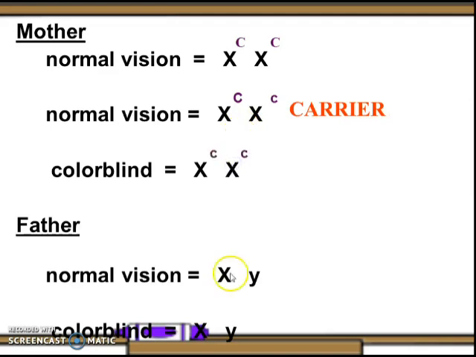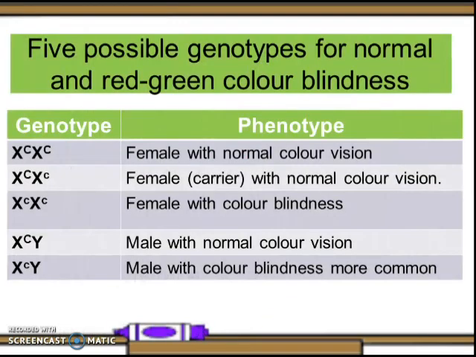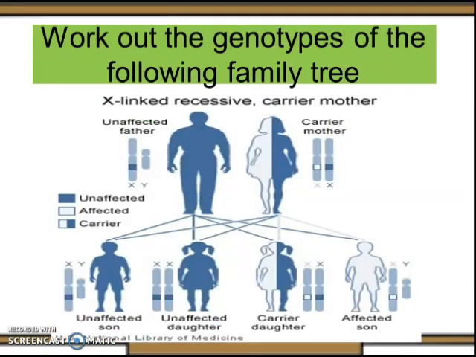And this is the genotype of a father with normal vision and a father that is colorblind. The table shows 5 possible genotypes for normal and red-green color blindness. The first column shows the genotypes and the second column shows the phenotype. Let's work out the genotypes of the following family tree.